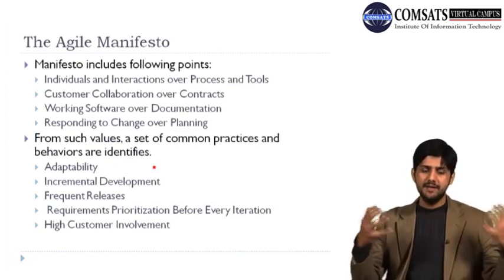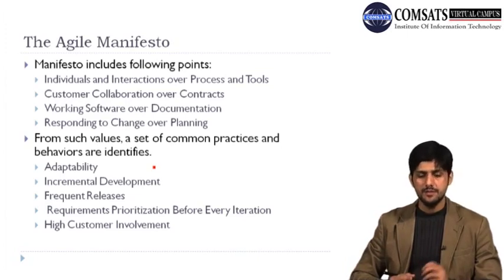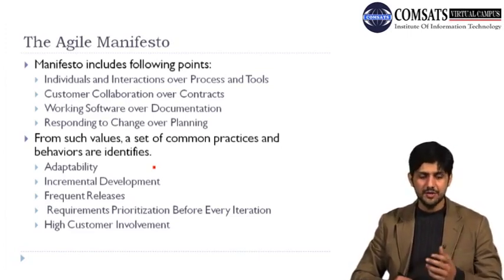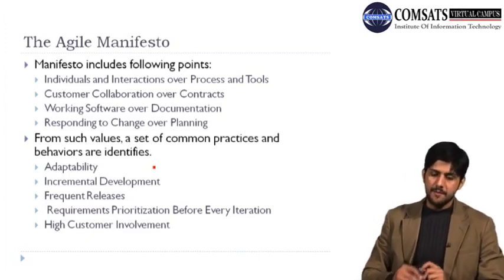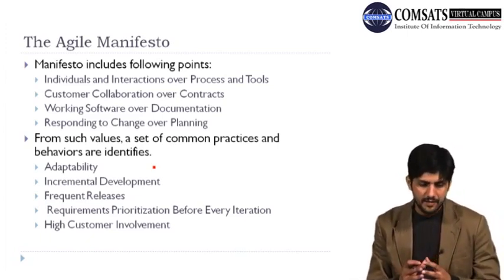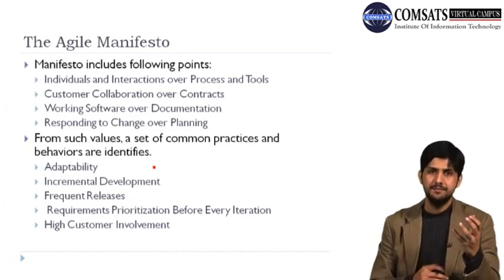So what is the Agile manifesto then? The manifesto includes the following points: individuals and interactions over process and tools, customer collaboration over contracts, working software over documentation, responding to change over planning. These are the four main principles of Agile, that it focuses more on individuals and interactions.